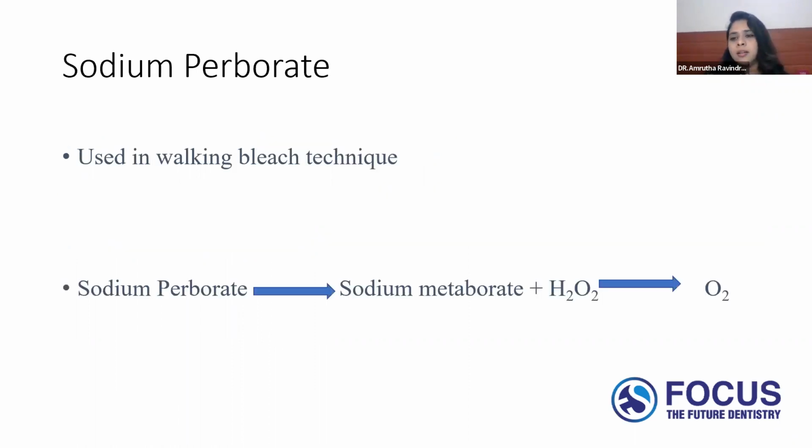Now, the third bleaching agent, which is commonly used, is sodium perborate. It is used in another technique, which is called the walking bleach technique. So we will be having a brief discussion about all these techniques, not in detail. In detail, we'll be discussing all this in theory classes. Okay. So we'll just have a brief discussion about the different bleaching techniques mentioned here. Then sodium perborate again, the active ingredient is hydrogen peroxide.